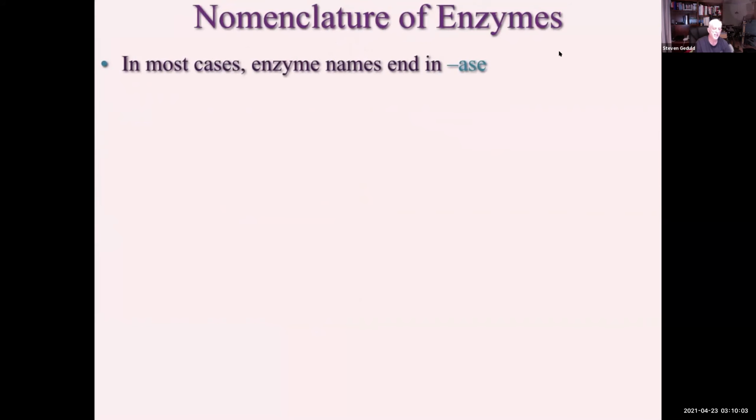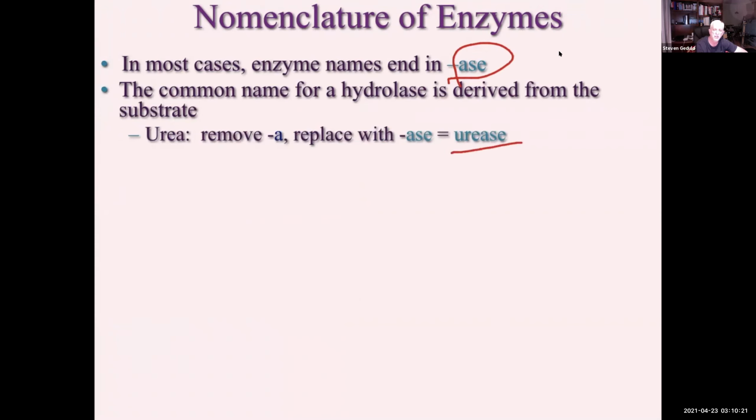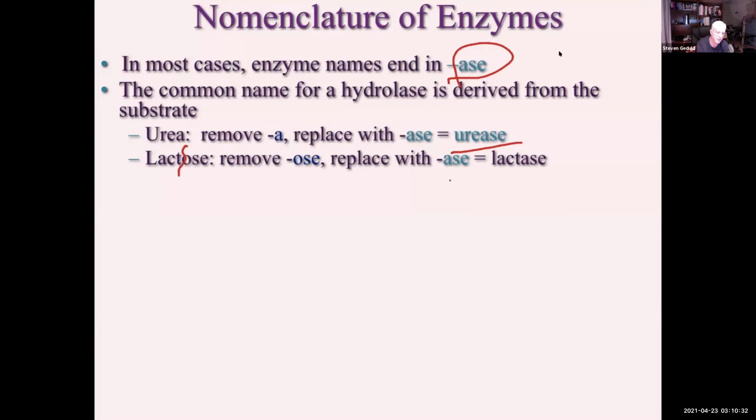Okay. So in most cases, enzymes end in the name ASE. The common name for a hydrolase is derived from the substrate. What it's breaking down. Urea, remove the A, replace with ASE, it's called urease. It breaks apart urea. Lactose, remove the OSE and replace with ASE for lactase.